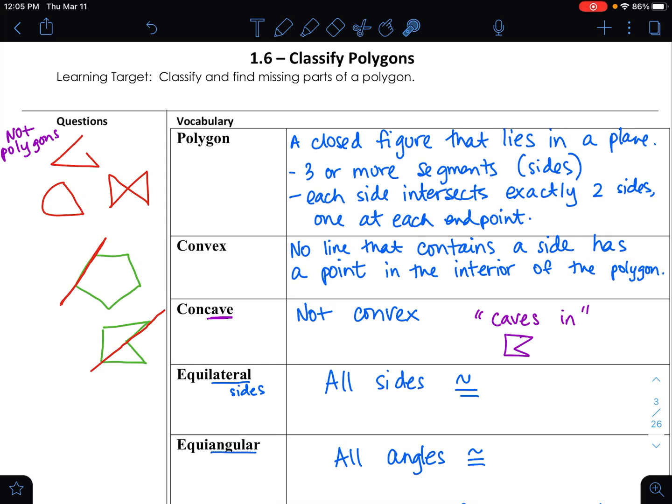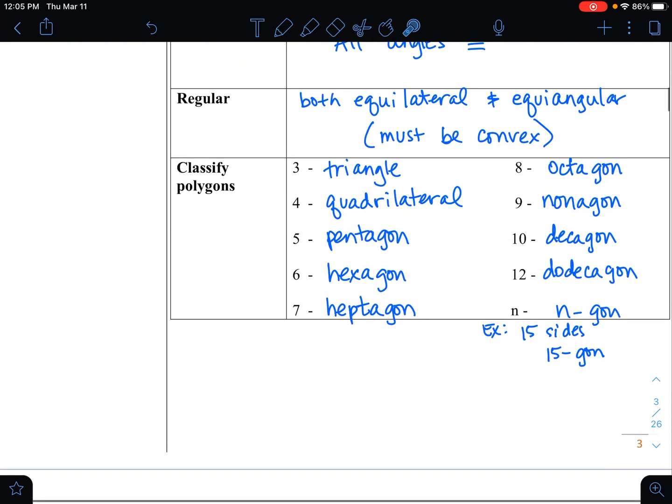Okay, equilateral, we've done this word before. All the sides are equal. Equiangular, all the angles are equal. Okay, moving on. So if you want to pause the video, you can. When you're ready, come back and I will talk through these last 2 items.